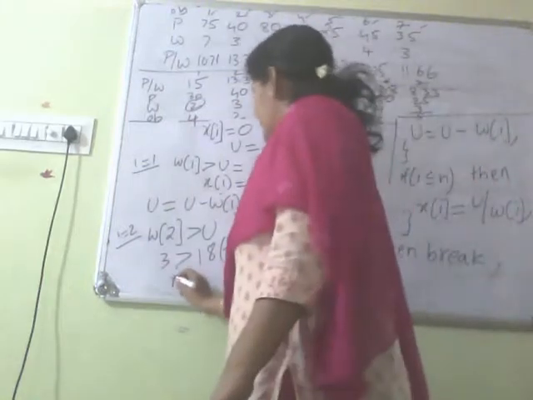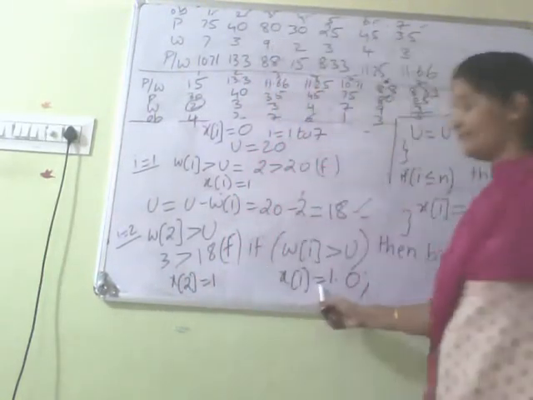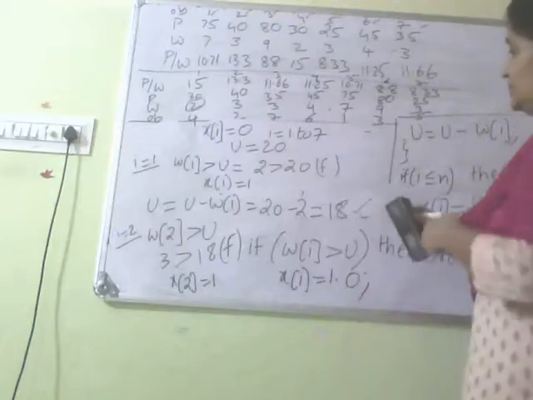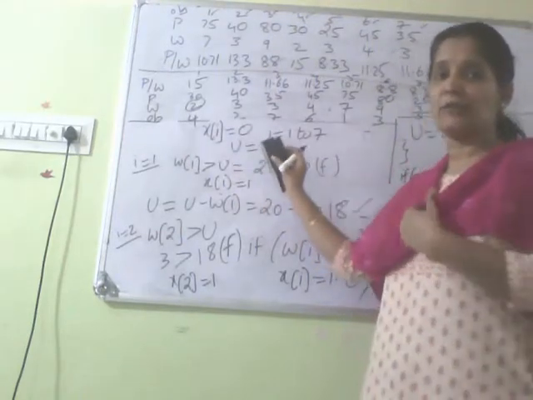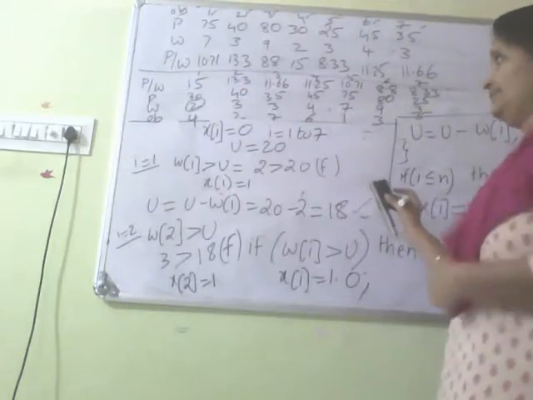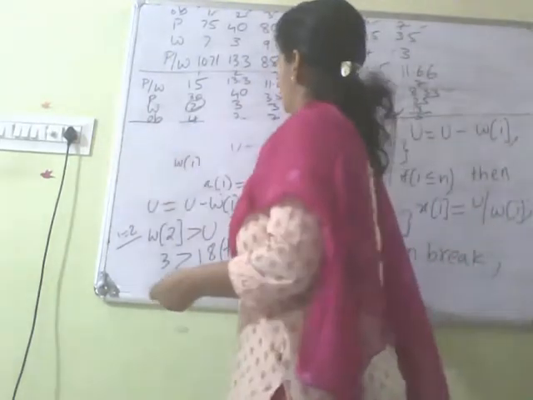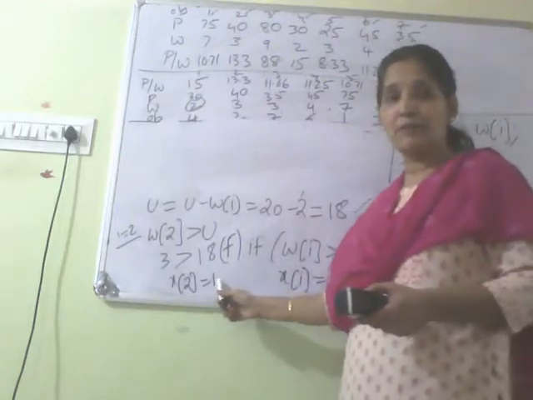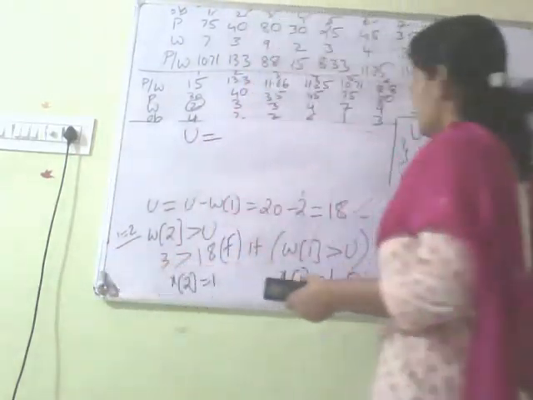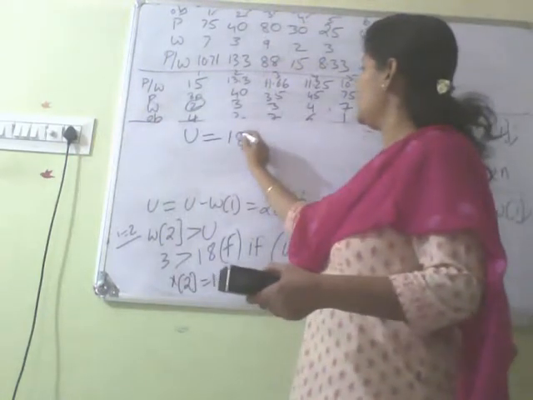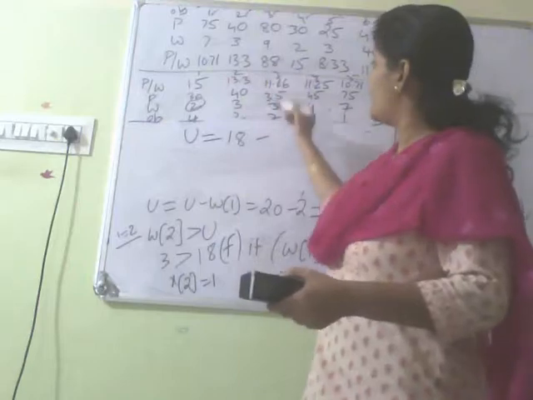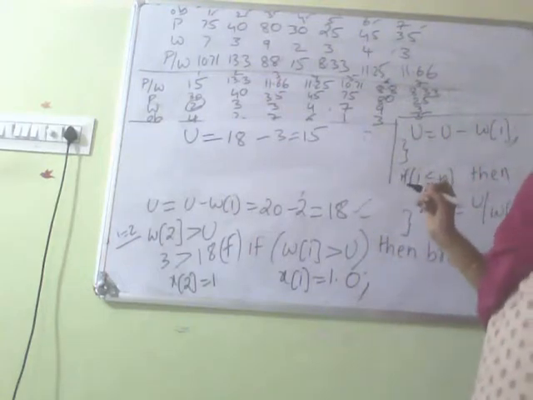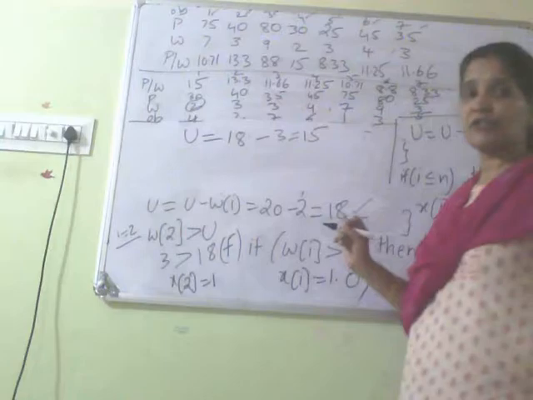Now again, x of 2 equal to 1. Again, you are taking the complete object. So x of 2 equal to 1. If it is completed, I'll just erase this part only. And again, since we have considered the complete object, now u equal to u minus w of i. What is our u? 18. Now how much have you allocated? 3 you have allocated. So u is becoming 15 now. That is the second iteration.